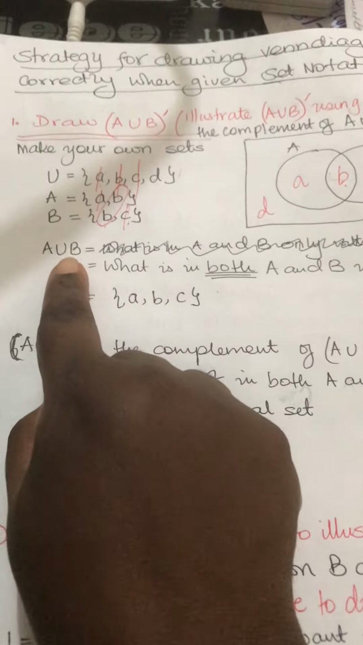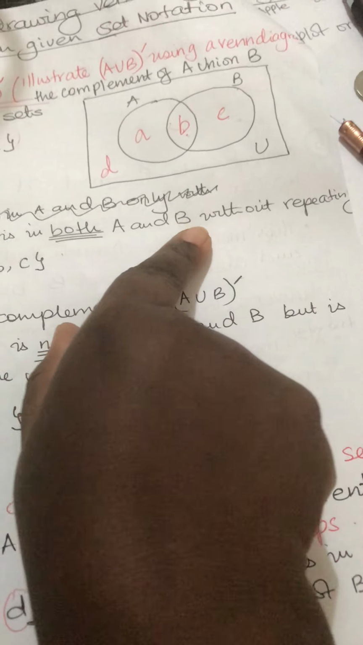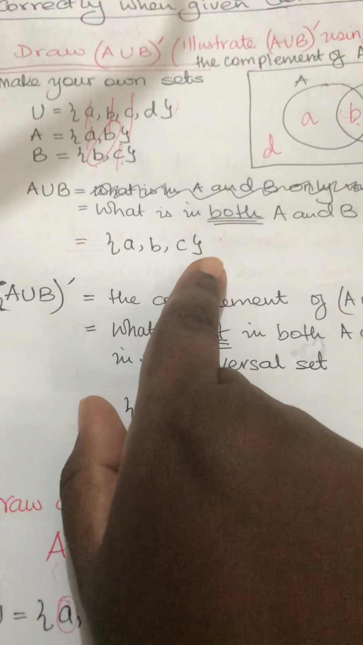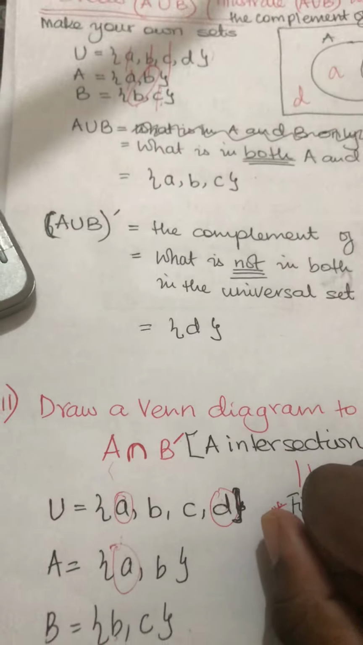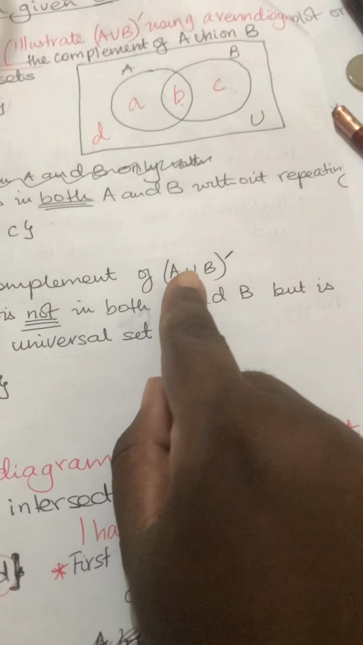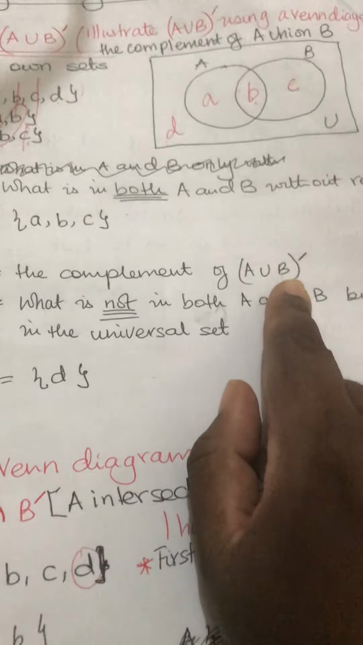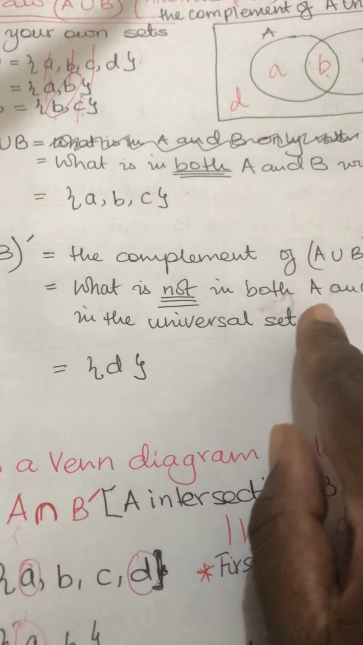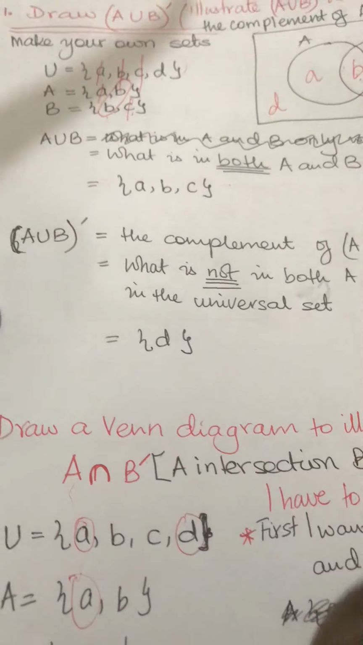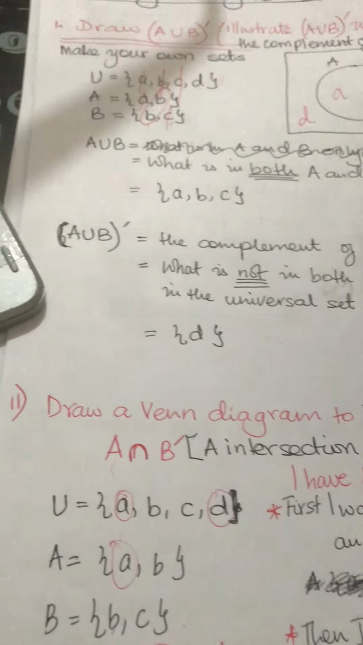So, A union B: what is in both A and B without repeating. So I wrote A, B, C. I don't have to repeat B twice. Then the complement of A union B: what is not in A and B, but is in the universal set. And that is D. Okay?